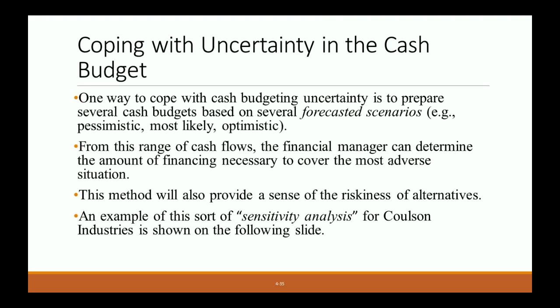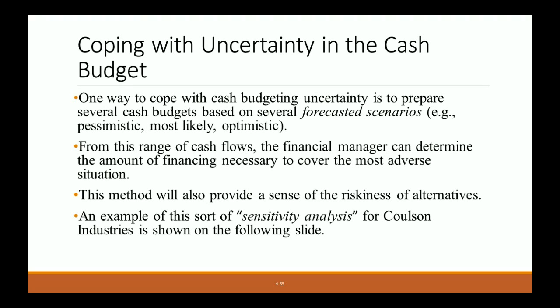From looking at these different ranges that you're going to calculate, you can determine the maximum amount of financing necessary to cover the most adverse situation. So you could look at this and say, well, in the very, very worst scenario, in the very worst month of the year, we're going to be short $2 million. So I need to have set up some sort of financing up to $2 million. So perhaps a line of credit.